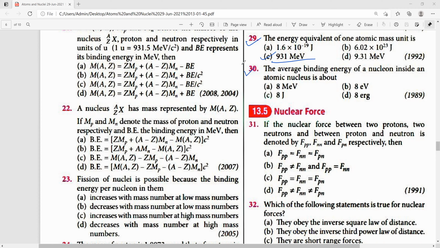30th one, the average binding energy of the nucleon inside an atomic nucleus is about 8 mega electron volt, 8 joule, 8 electron volt, 8 erg, they have given. Average binding energy per nucleon in a nucleus is of the order of 8 mega electron volt. Therefore, A is the right answer. So 31, if the nuclear force between two protons, two neutrons, and between proton and neutron is denoted by FPP, FNN, FPN, they have given four options. So nuclear force is the same between any two nucleons. Therefore, this one is the right answer.